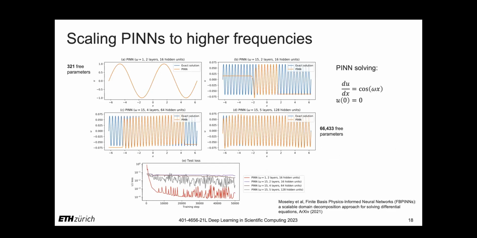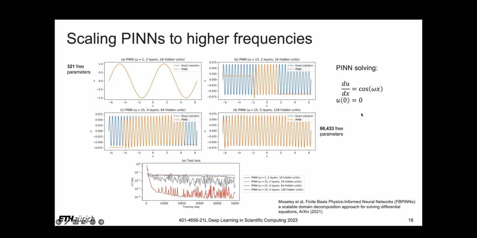So let's think about a very simple scaling experiment to try and get a first idea of how PINNs scale. What we're going to do is just use the PINN for forward simulation. And we're just going to solve one of the simplest PDEs you can think of, du/dx = cos(omega x). So actually an ordinary differential equation, just a 1D problem. And we're just going to say u at x = 0 is 0. So the solution here is sin x.